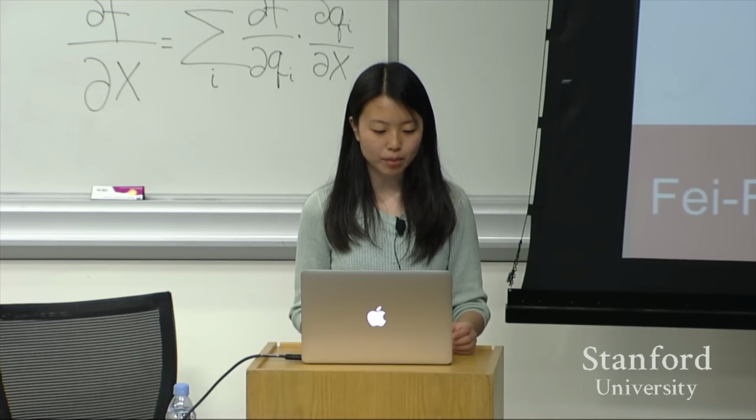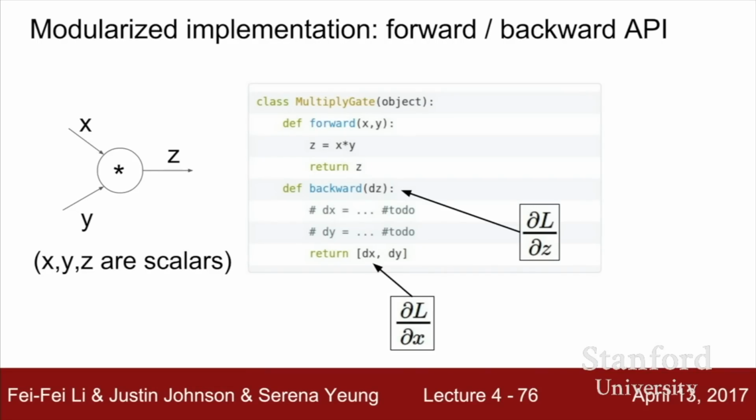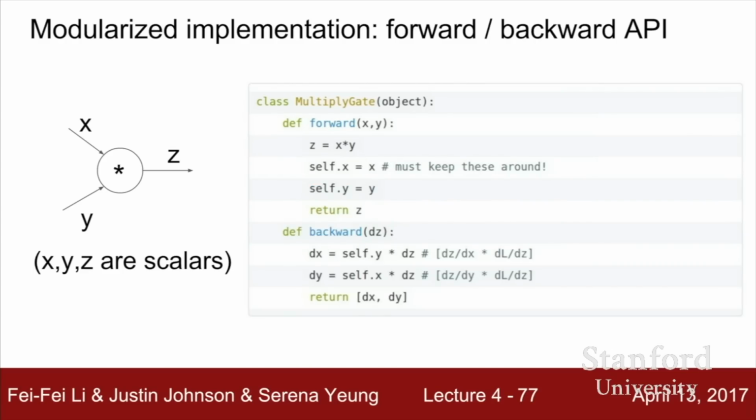If we look at the implementation for a particular gate, for example this multiply gate here, we want to implement the forward pass. It gets x and y as inputs and returns the value of z. Then when we go backwards, we get as input dz, which is our upstream gradient, and we want to output the gradients on the inputs x and y to pass down. So we're going to output dx and dy. In this example, everything is back to the scalar case.